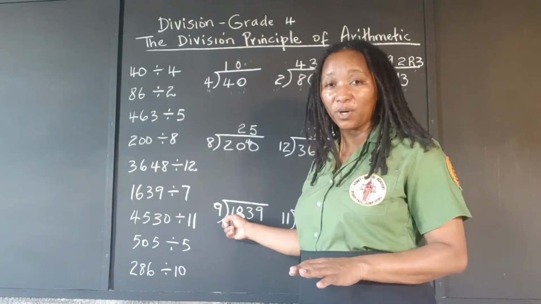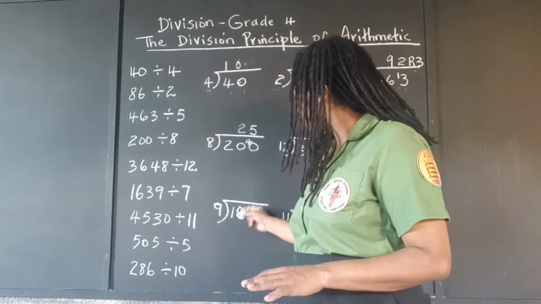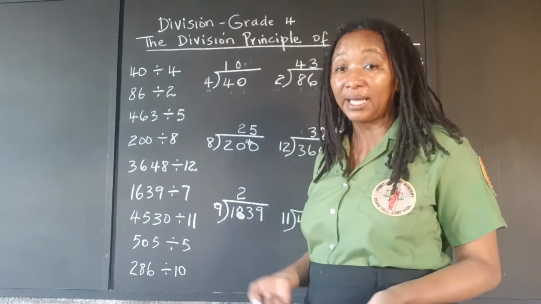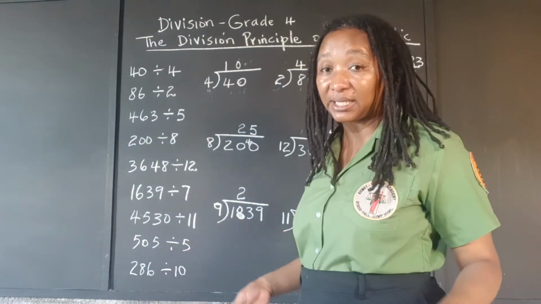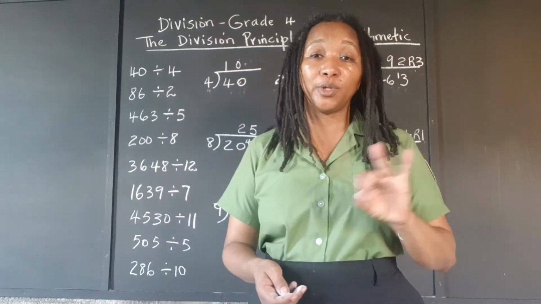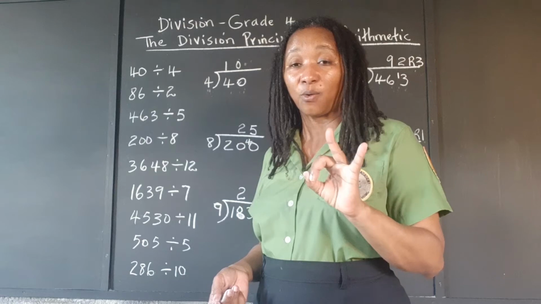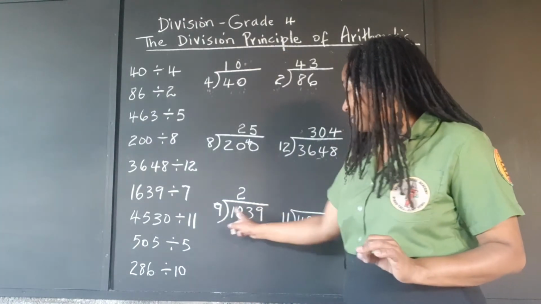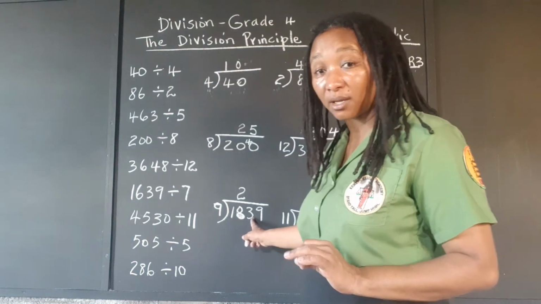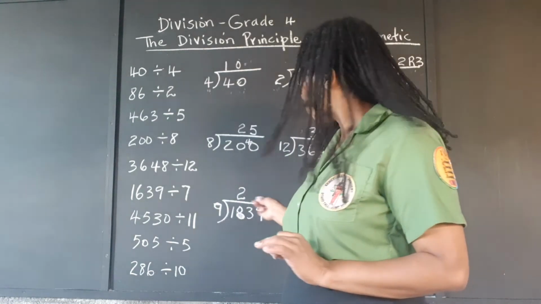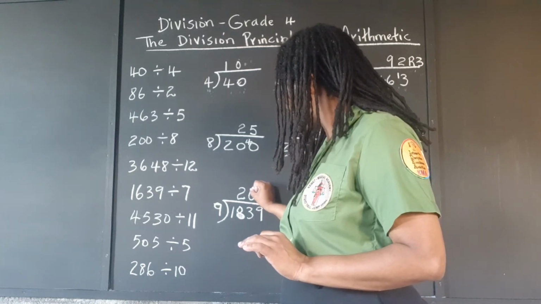9 can't go into 1. 9 goes into 18 2 times, because 2 times 9 is 18. If we have 18 things and we split them up, put 9 over here, 9 over there, we're able to do that twice. We're able to get 2 groups of 9. 9 cannot go into 3. So what do we do? Put our placeholder there.